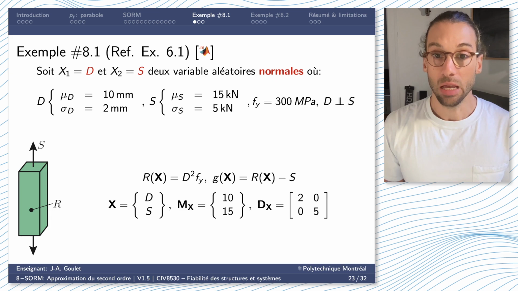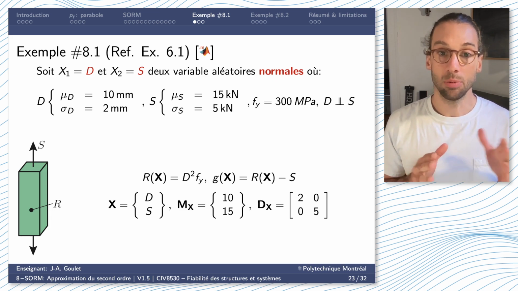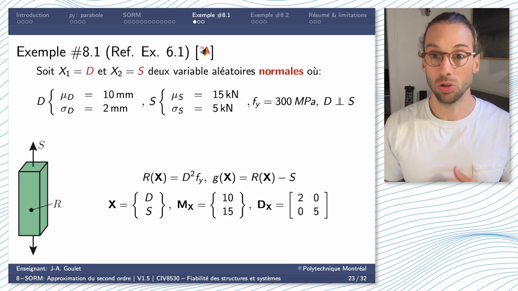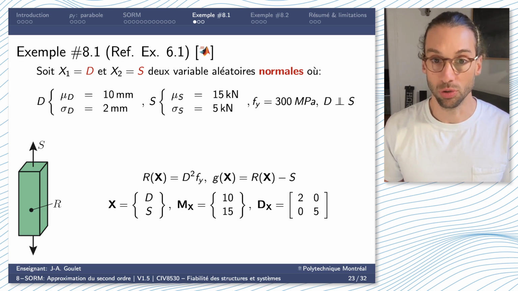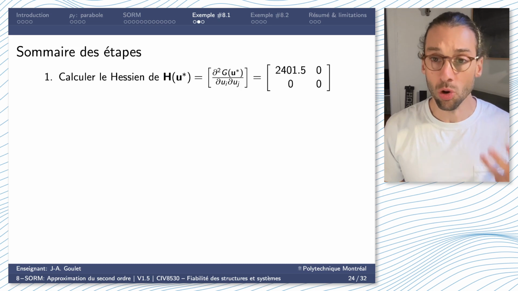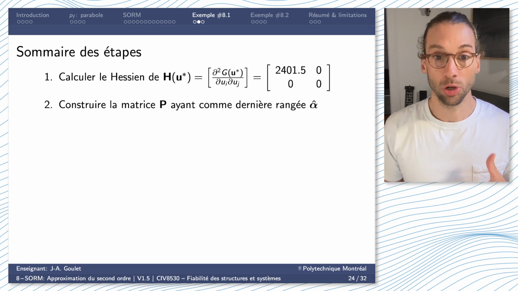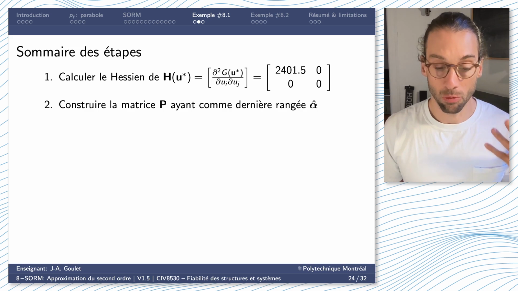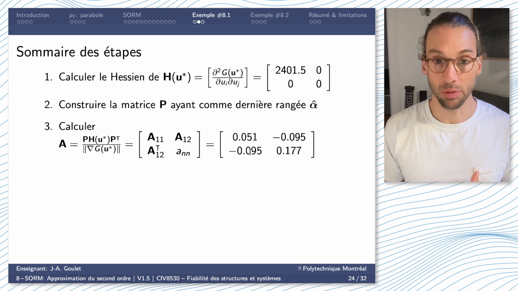So if we look at an example, first in 2 dimensions, the same example we saw previously and that was already solved in module 6.1 for SORM, we want to compute the probability of failure using SORM. So we're going to compute our Hessian, we're going to compute our rotation matrix P, where the last row is going to be our vector alpha. So it gives me what I have here.